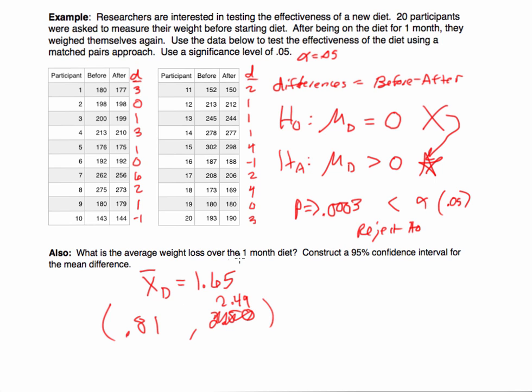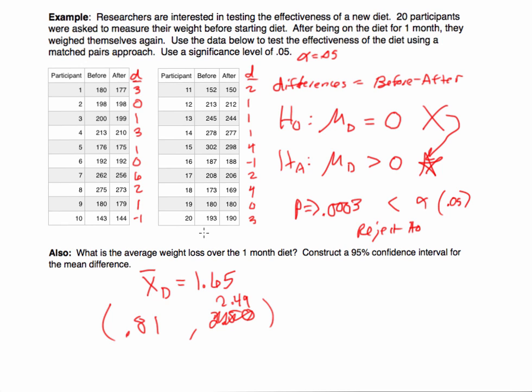What is the average weight loss over the 1-month diet? We got that, 1.65. And then we constructed a 95% confidence interval. This is telling us that on this diet, we would expect with 95% confidence that the average weight loss, average difference, will be between 0.81 and 2.49. Since 0 is not contained in this interval, that's telling us that there's evidence that the difference is positive, that the diet is effective. Although it may not be very effective, it's still statistically effective, meaning it's greater than 0.